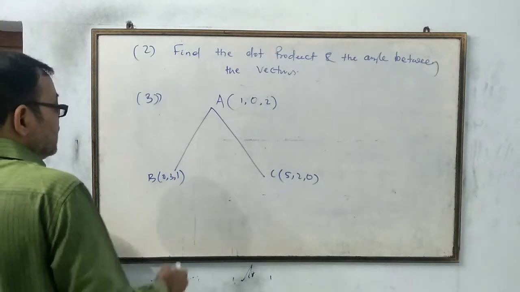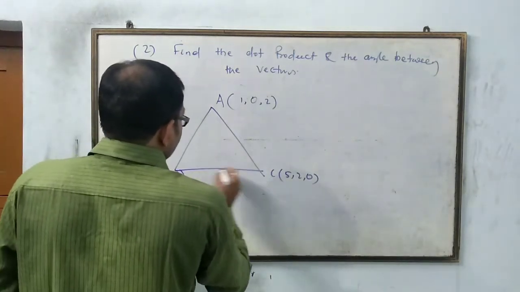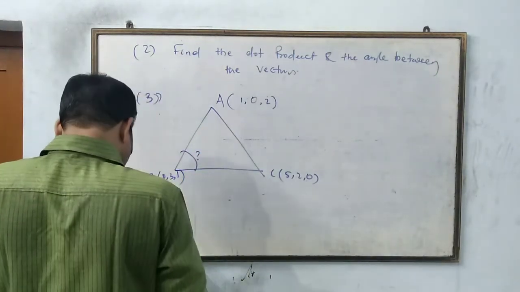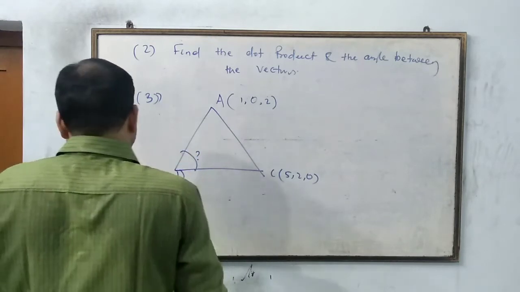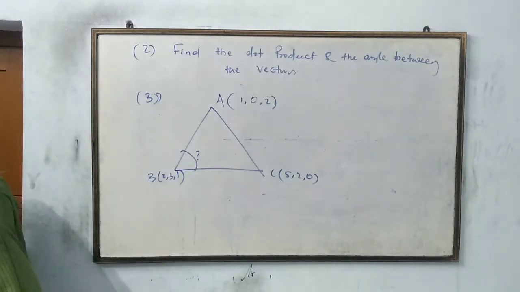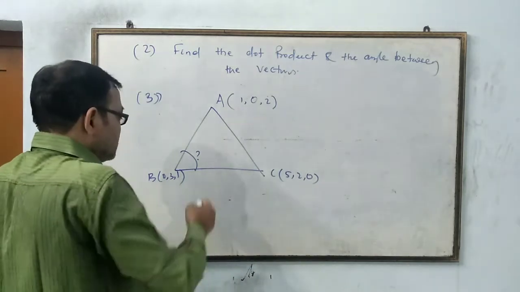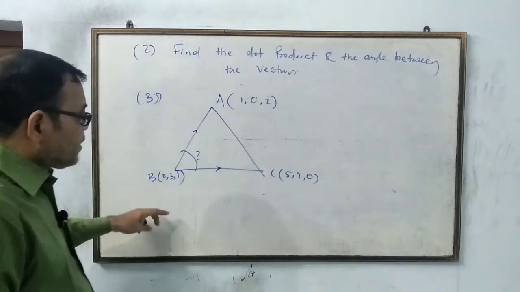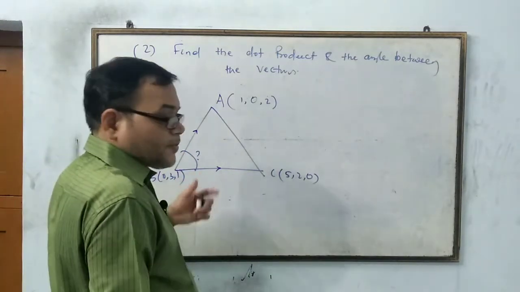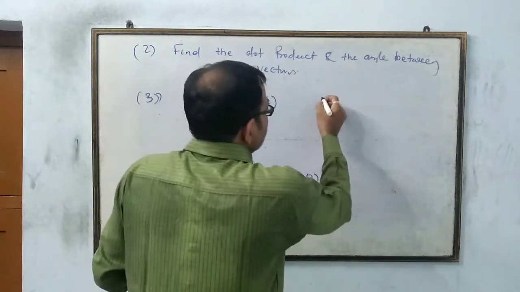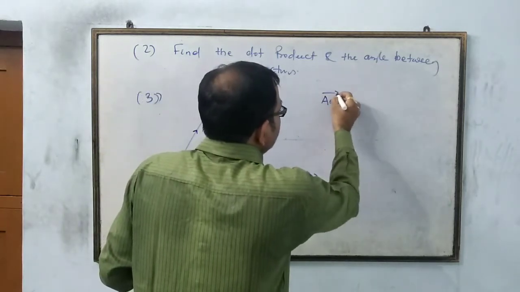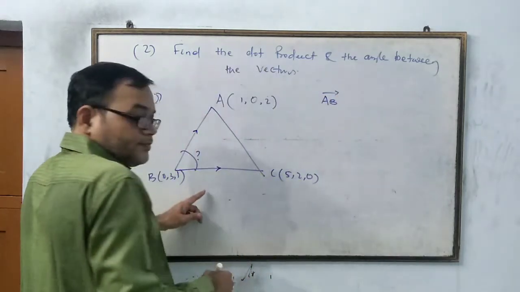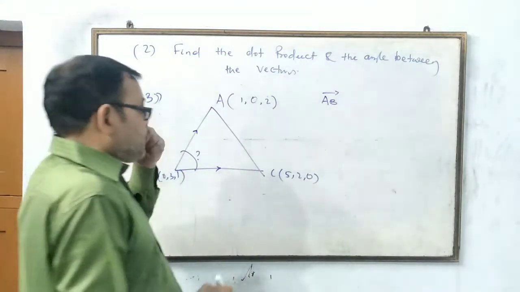Okay. The next question is to find the angle ABC. What is the angle between AB and BC? At first, find AB.